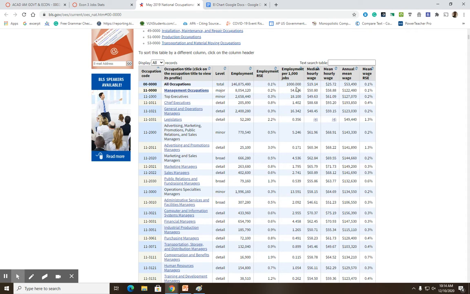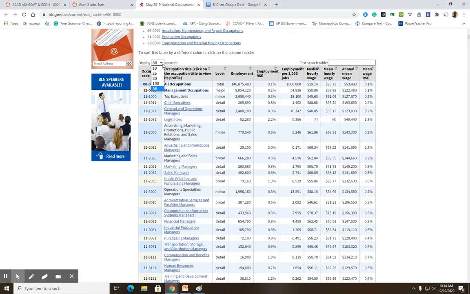This column is just the rate, the employment per 1,000 jobs. So the higher the rate, the more popular a particular job is when it comes to percentages. The median hourly wage and mean hourly wage are just two wages to look at the average. And then there is the annual mean, which is the total amount of money a person can earn per year. And so for all occupations, you can see the range is around $20 an hour, and the average yearly wage is about $53,490.